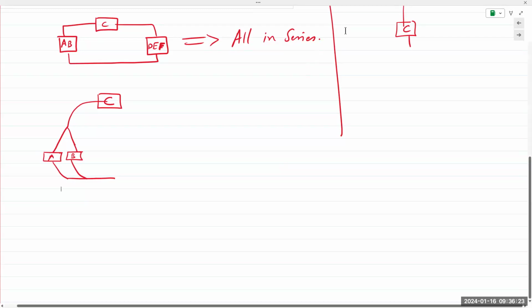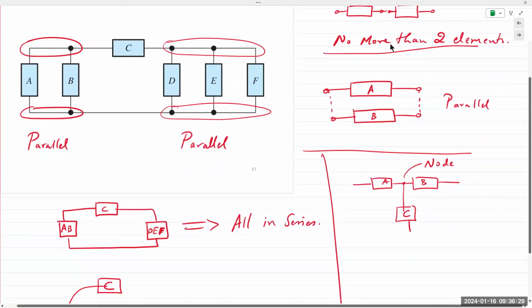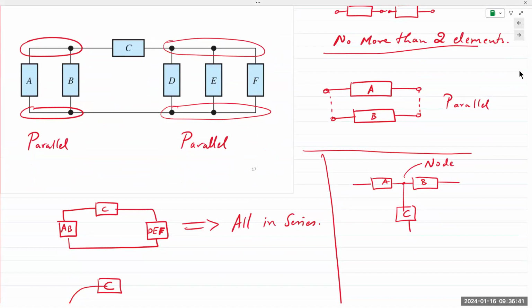Again, this is just for your understanding. You will not see a circuit that looks like this. Most of the schematics will be like this. Nice, clean, and rectangular. On the right side, we have D, E, and F. D, E, and F also have the same connections. Both of the two terminals are connected together or connected to each other. And so we say D, E, and F are all in parallel with each other.